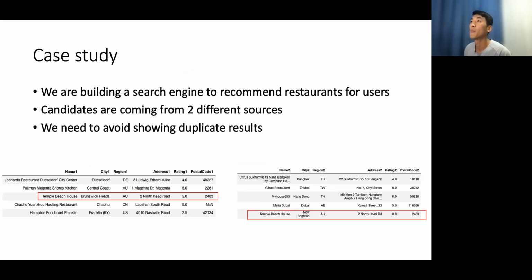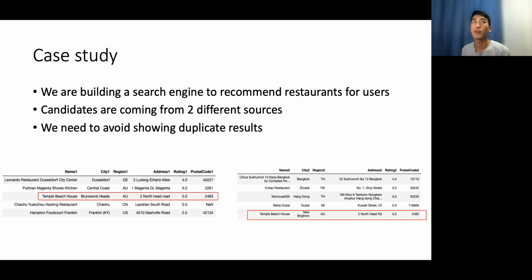Okay, so this is a case study. Let's say we are building a search engine for a recommendation system, which recommends restaurants for users, right? However, these restaurant candidates are from two different sources, or you can think of them as coming from two different databases, right? So if you look at the two figures on the left-hand side and right-hand side, all the information we have for the restaurants is the restaurant name, the city, the region, their address, their rating on the app, and their postal code, right? So let's just make it simple, just six pieces of information there.